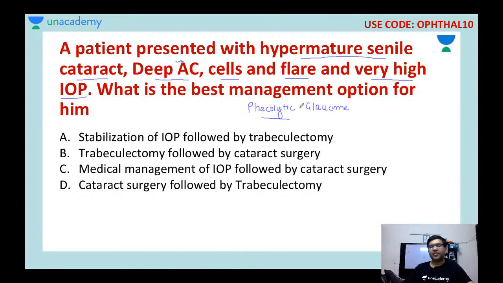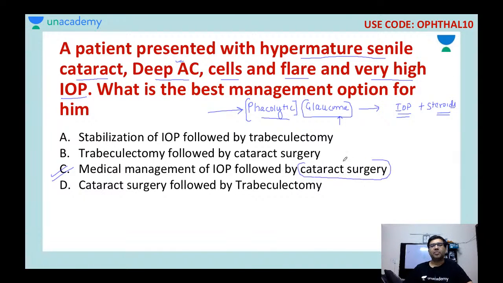Okay. So whenever we are having a phacolytic glaucoma, what is the first thing that we do? The first thing is we control the intraocular pressure. We give anti-glaucoma medications, plus steroids. Why do I give steroids? I give the steroids to decrease the inflammation. As soon as the inflammation is gone, then we remove the final part which is responsible for this inflammation and this high IOP. This is the hypermature senile cataract. So we do a cataract surgery in these cases.